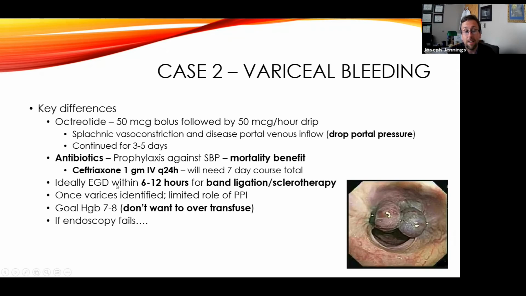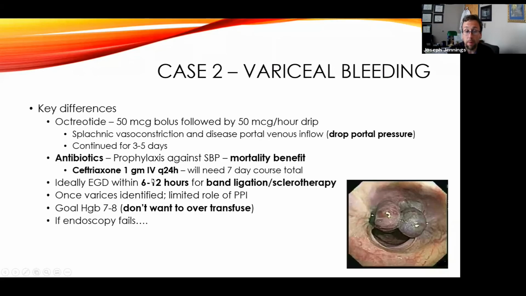Ideally, these patients get an EGD within 6 hours, 6 to 12, depending on the paper you look at, but that's very different than our peptic ulcer bleeding patient, right? Where we said up to 48 hours could be considered urgent, because of the nature of these varices and how fast they can bleed and how sick the liver patients can get.